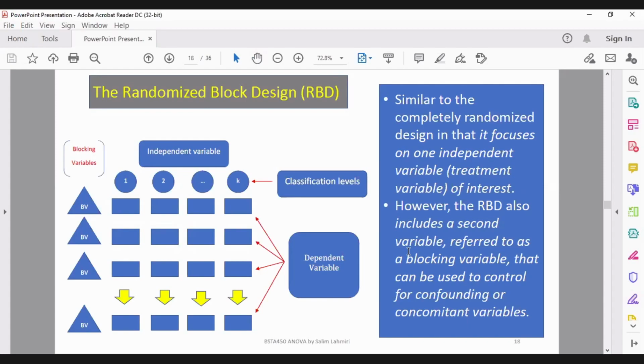The second variable is the blocking variable. We call it BV, blocking variable. This blocking variable can be used to control for confounding or concomitant variables. So this blocking variable is simply used when you need to control for 1, 2, 3, or 4 variables.